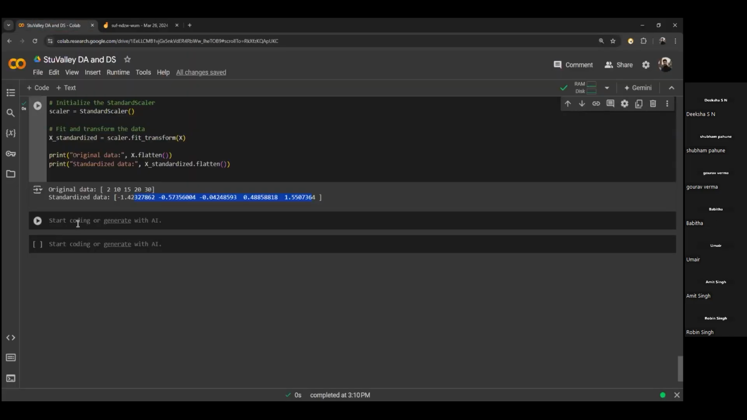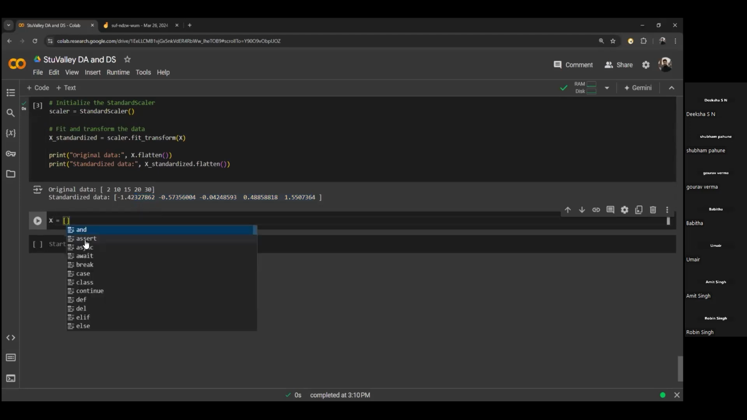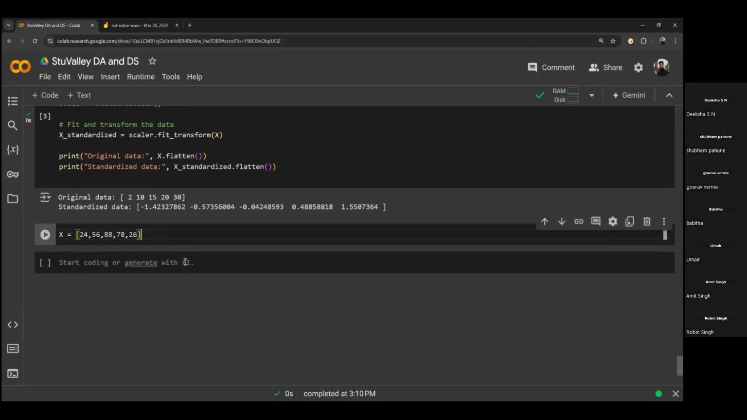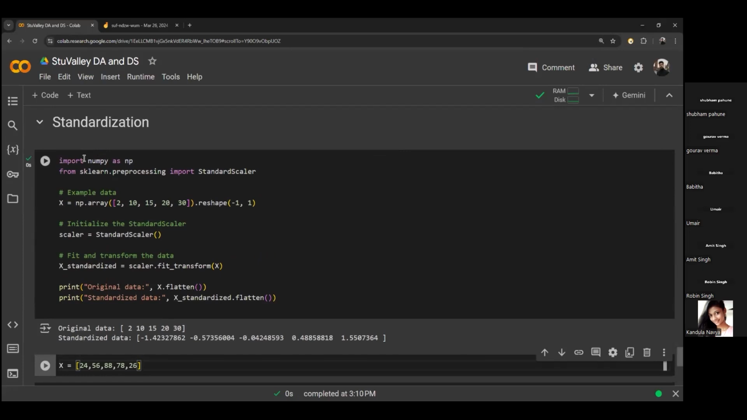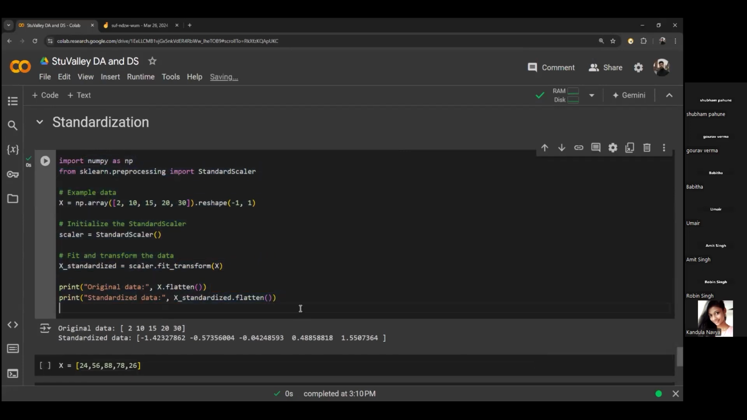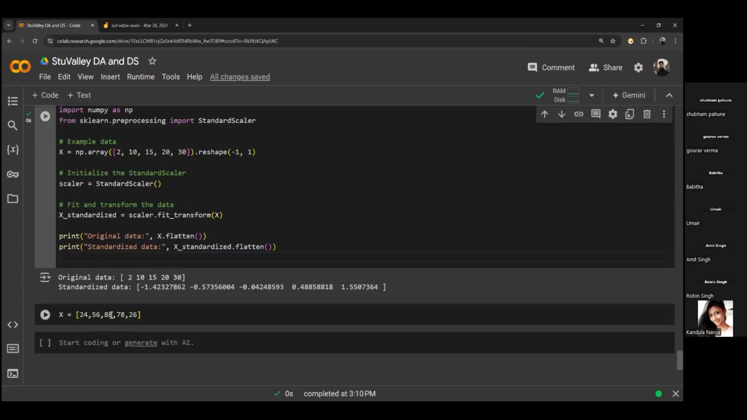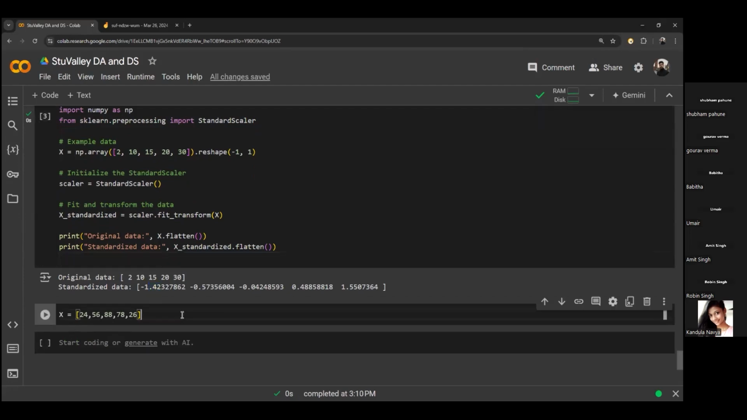Okay, do one thing. I am giving you some values. You try to do the standardization of these values. Yeah, this is your data. Okay. Now try to do it. You can use this Python code. All right. Give me five standardized values for each of the elements here. Fast.